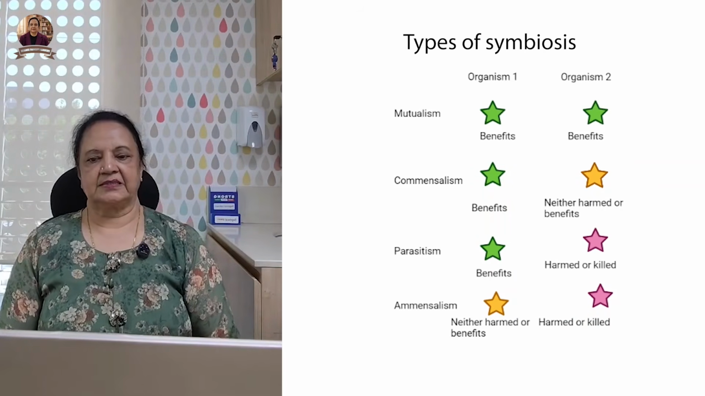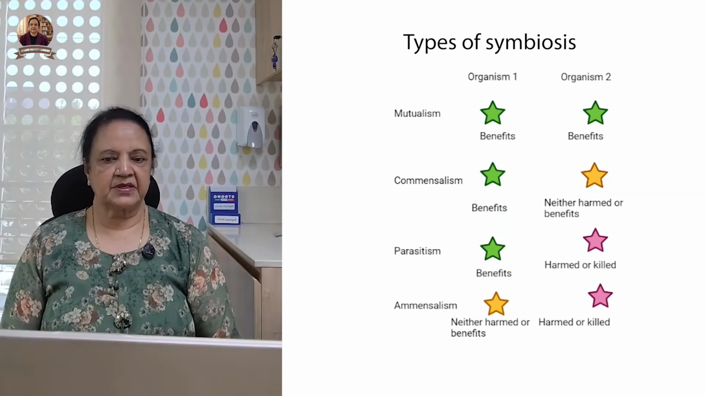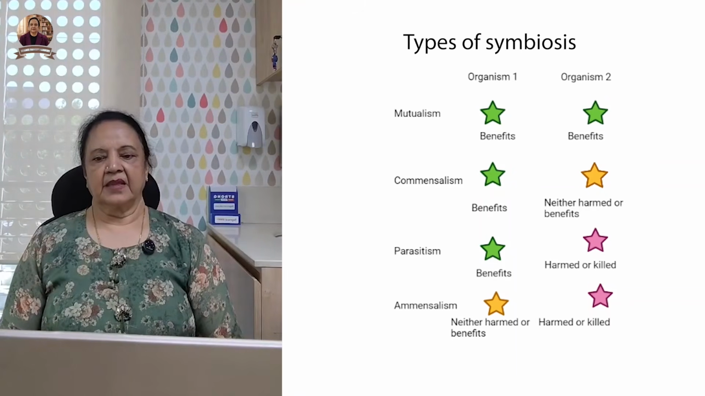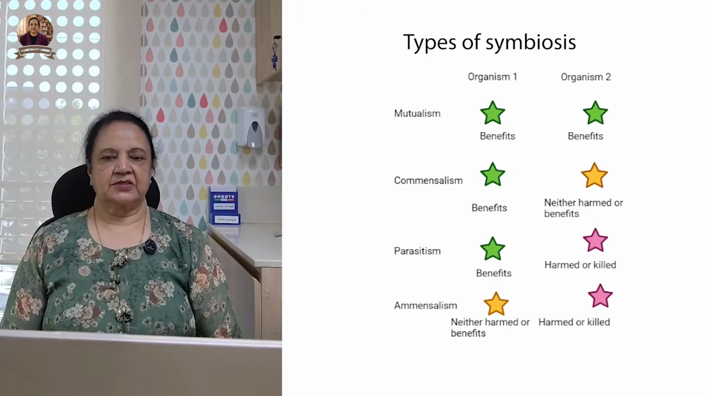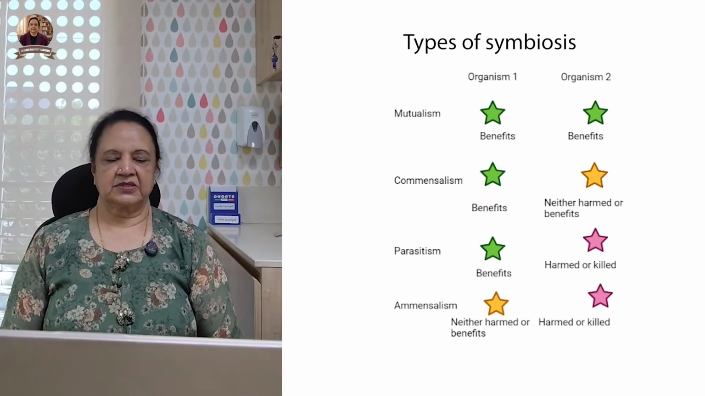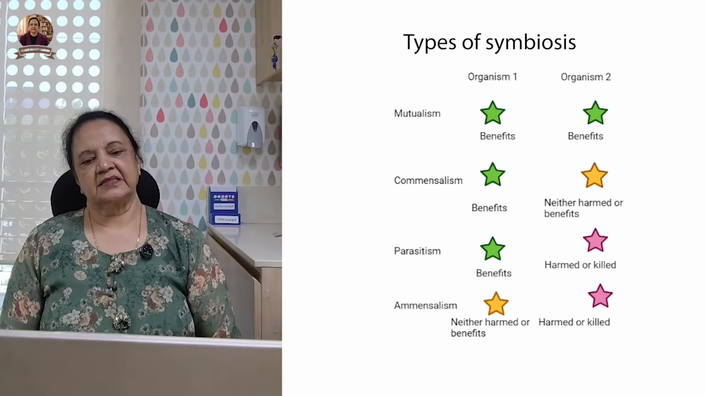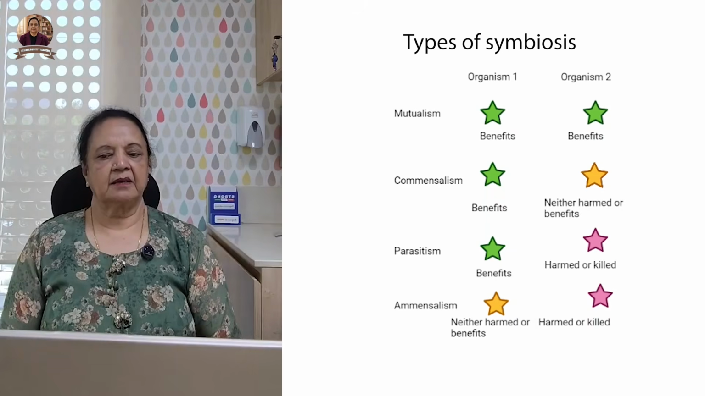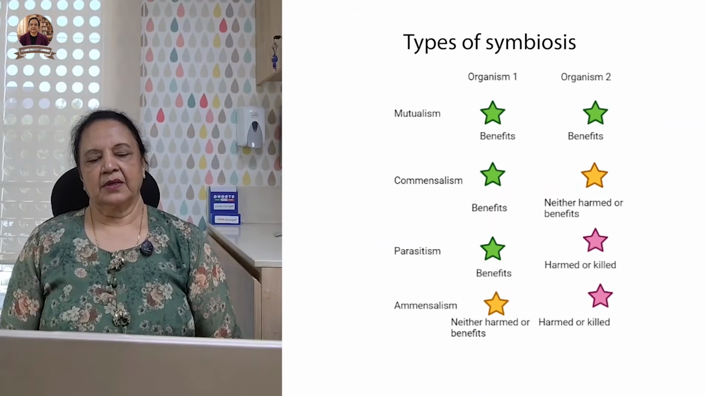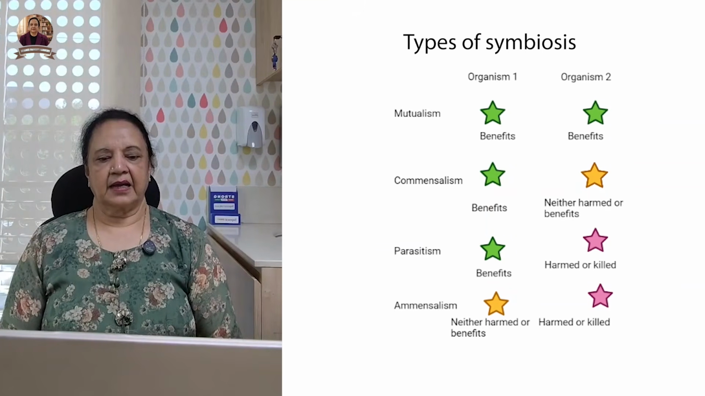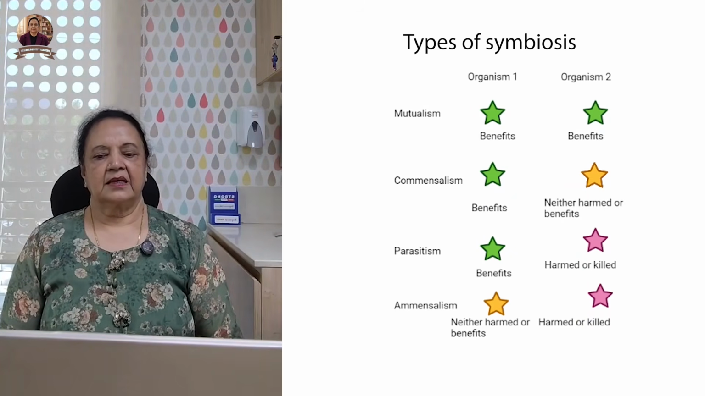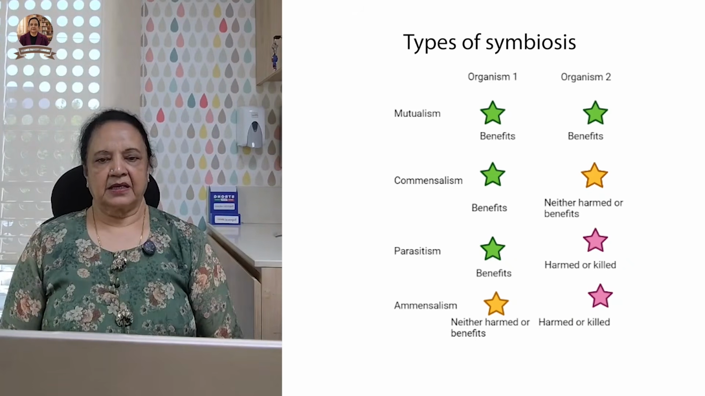Fourth one is mutualism, an interaction where both the species involved benefit from the relationship. Example, lichen, a mutualistic association between a fungus and an alga. The alga provides food through photosynthesis, and the fungus provides shelter and absorbs water and minerals for the alga. Another example is mycorrhiza, the association between fungi and plant roots, or the nitrogen fixing bacteria in the root nodules of leguminous plants.